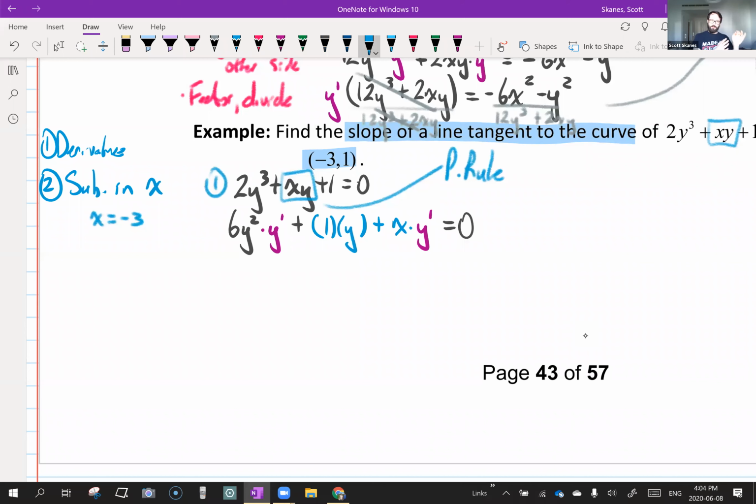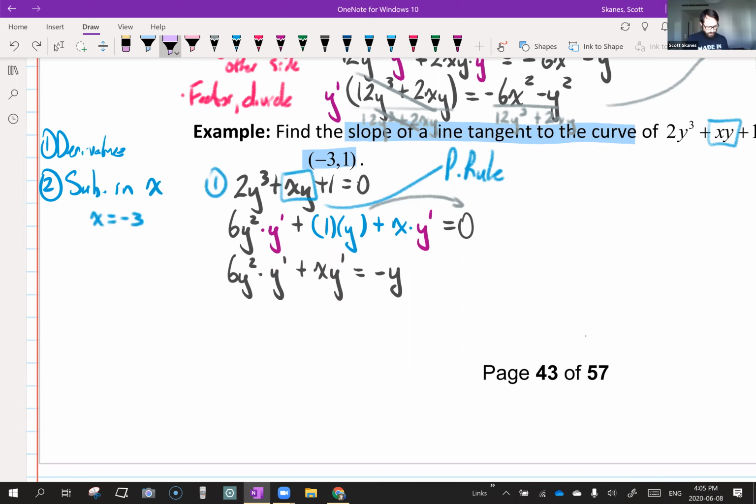I'm going to do the same thing. I'm going to move my terms to the right side. Anything that doesn't already have y prime in it, I'm going to put it to the right side. So this term is going to go over there, and I'm going to factor. But I won't do too many steps in one because I don't want you to get lost. So the first term, 6y squared times y prime plus xy prime equals negative y. I just took the 1 times y, which is actually just y. I moved it to the right side. That became negative y. Now I'm going to factor out my y prime.